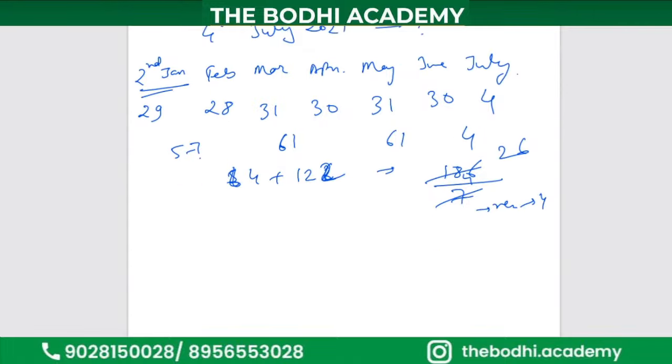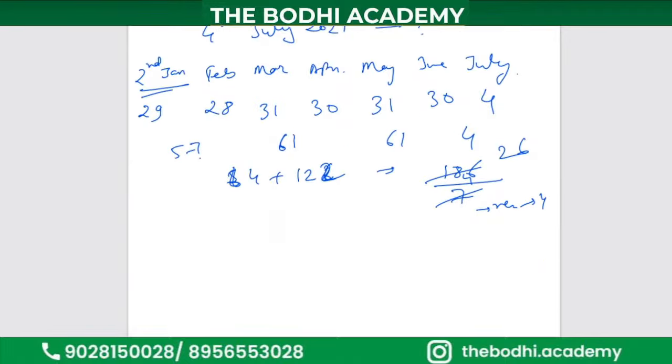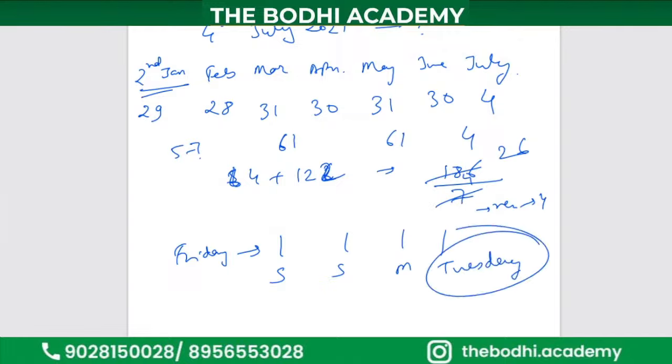Now, if your remainder is 4, you have to be careful about your base. Your reference was Friday. You have to add 4 to the Friday: 1, 2, 3, 4. Friday, Saturday, Sunday, Monday, and Tuesday was your answer. Tuesday will be on 4th July 2021.